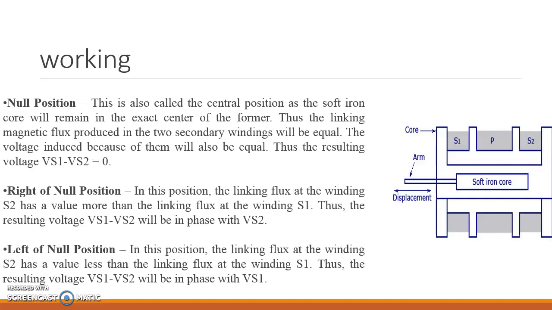These two windings are connected in series with opposition. The resultant voltage V0 is VS1 minus VS2. So depending upon the movement of the soft iron core, the voltage can be measured. First, if the soft iron core is in the middle position, the flux produced by secondary coil 1 and secondary coil 2 is the same. So the output voltage V0 is equal to VS1 minus VS2, equal to 0.